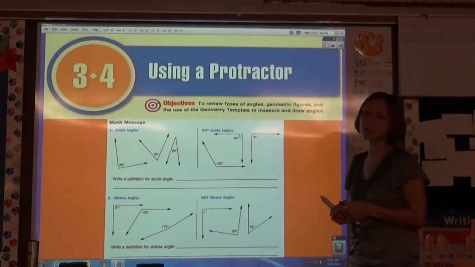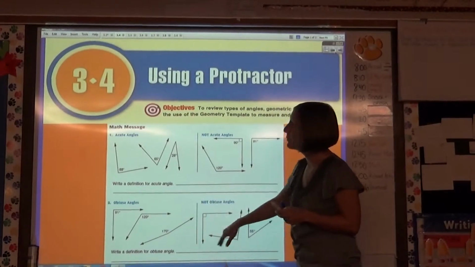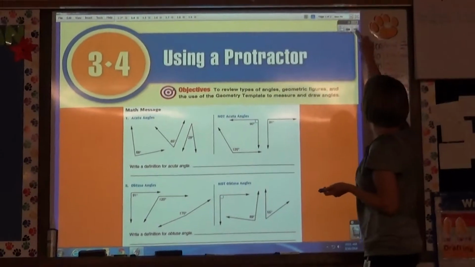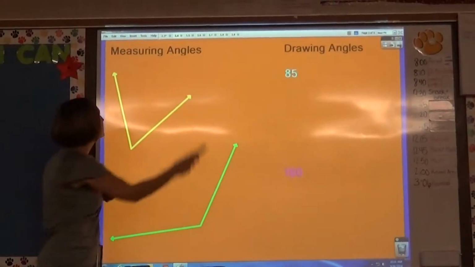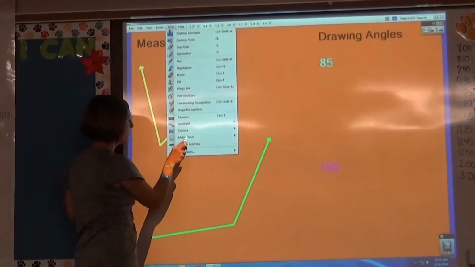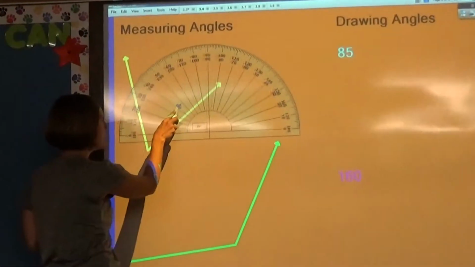The definitions for those angles are on the web page, and there are some examples here so that you can come up with your own definition. When measuring angles, you need to use a protractor as your tool. When you use a protractor, it's important to line up the protractor on the angle that you're measuring.